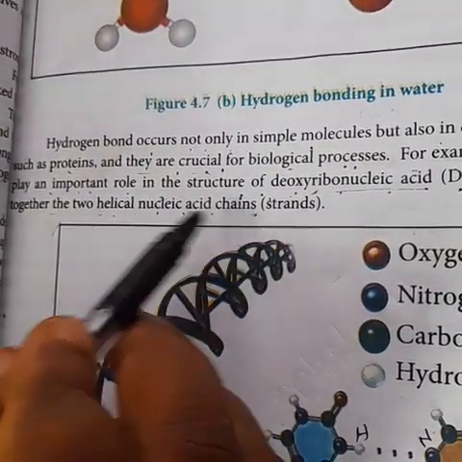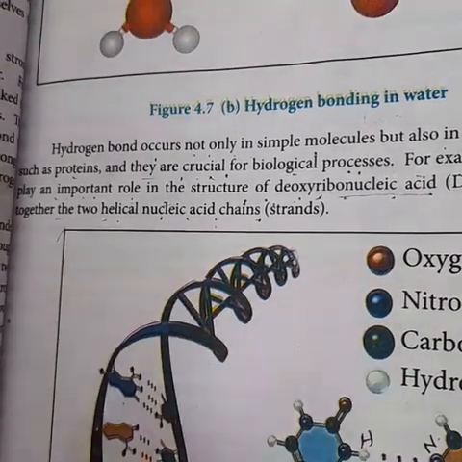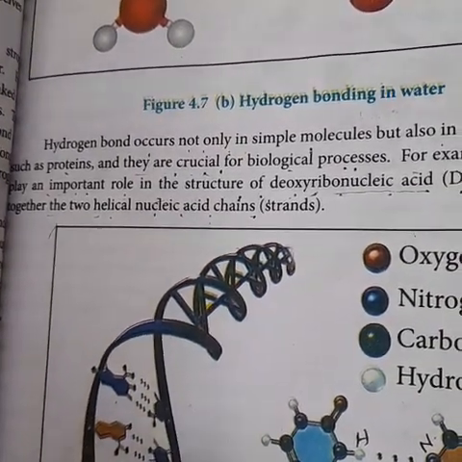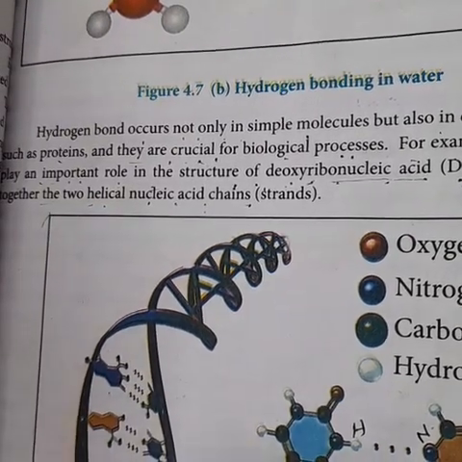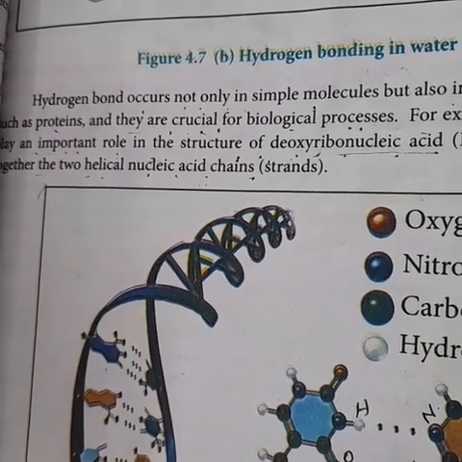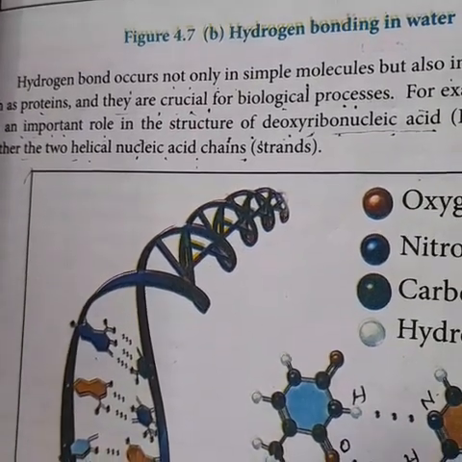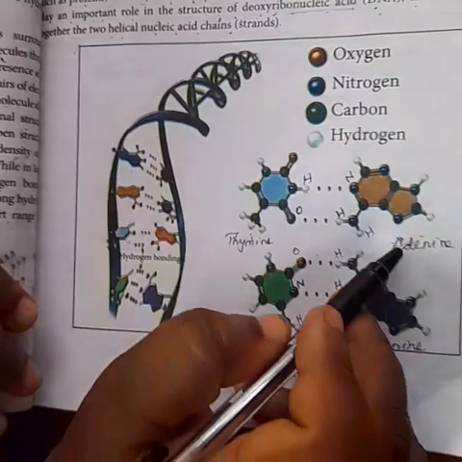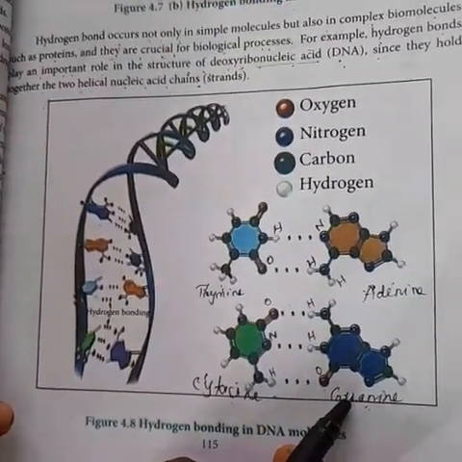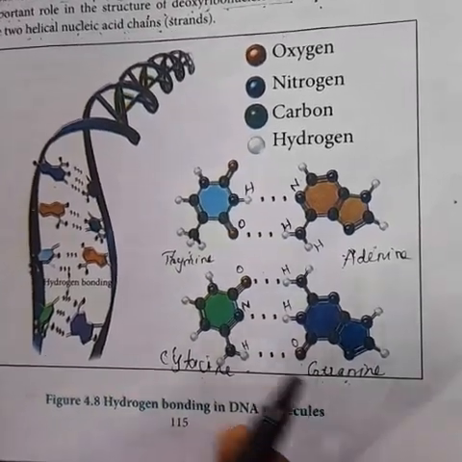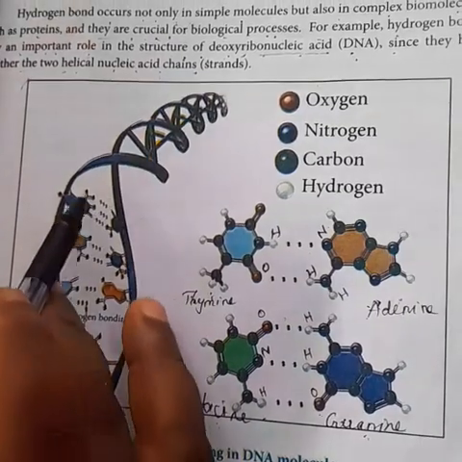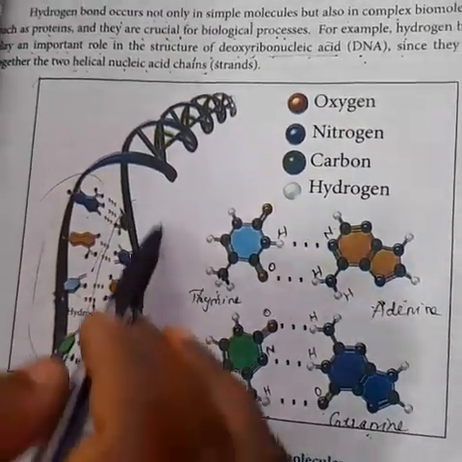We know this is the DNA helical strand. Here you know this is adenine, thymine, and cytosine, guanine. These two strands are connected by the hydrogen bonds.